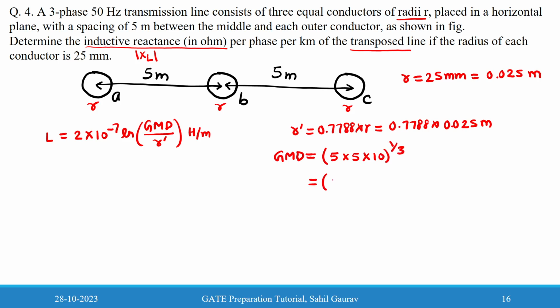GMD comes from taking the distance with respect to each other: DAB, DBC, and DCA, between the conductors in which the currents are different. That is the GMD. So we have calculated GMD and R dash also. If you write this GMD value, then it is coming as 6.2996 meter.